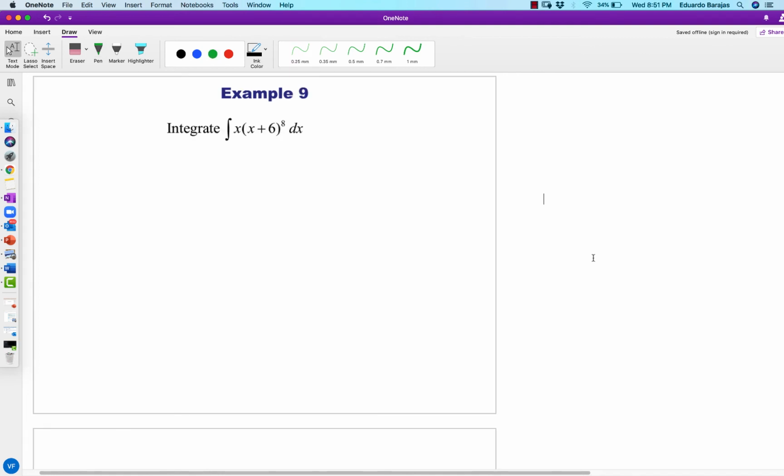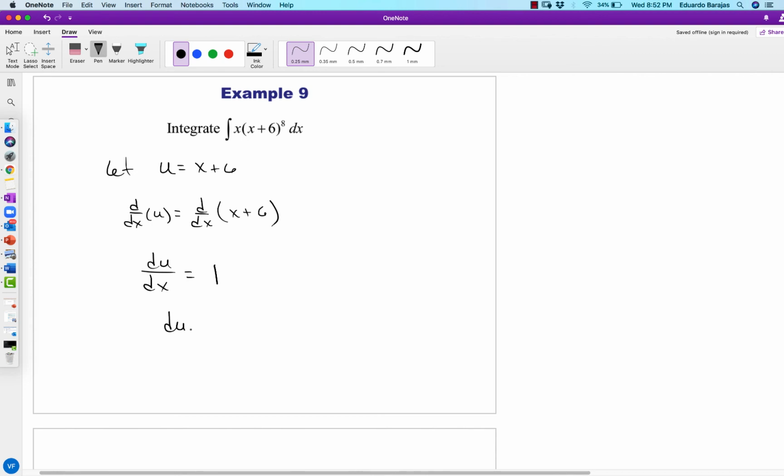Okay, so now let's try this one. Integral of x times x plus 6 to the power of 8. Okay, so let's let u equal to x plus 6. Then if we take a derivative with respect to x of the u, we end up with du dx equals, and the derivative of this is just going to be 1. So therefore we just end up with du equals dx.